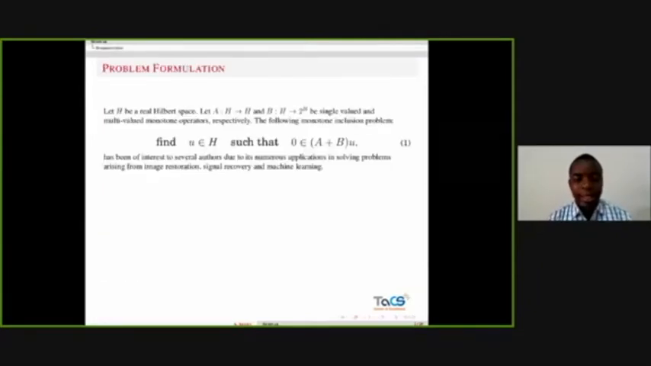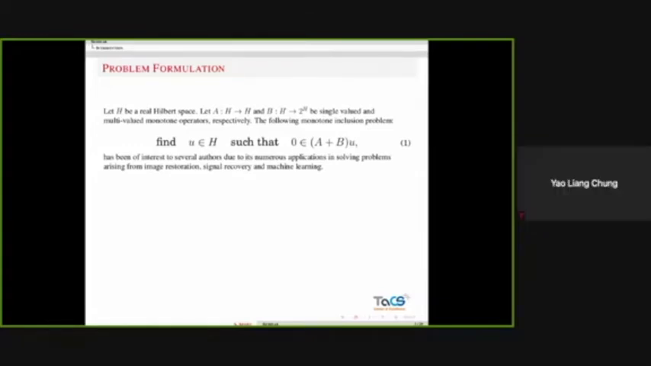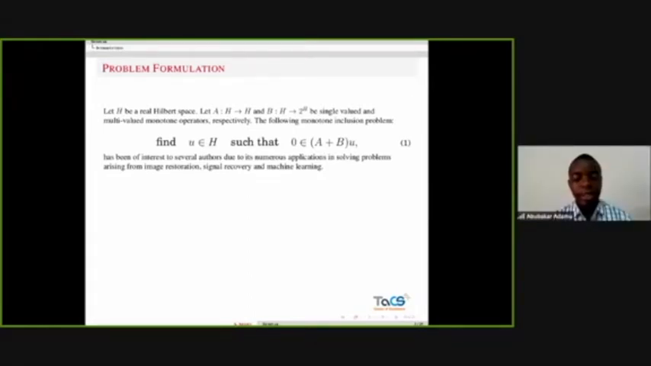Let H be a real Hilbert space, let A be a single-valued monotone operator on H, and B be a multi-valued monotone operator on H. The monotone inclusion problem (1), which is to find u in H such that u is a zero of A plus B, has been of interest to many authors due to its numerous applications in solving problems arising from image restoration, signal recovery, and machine learning.